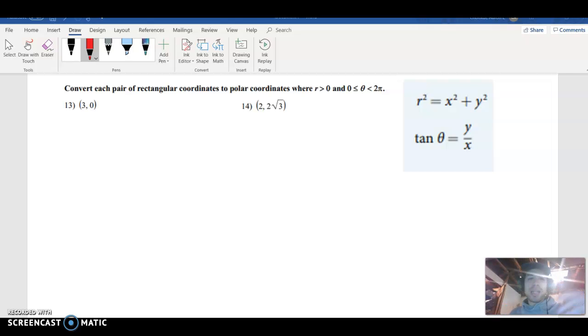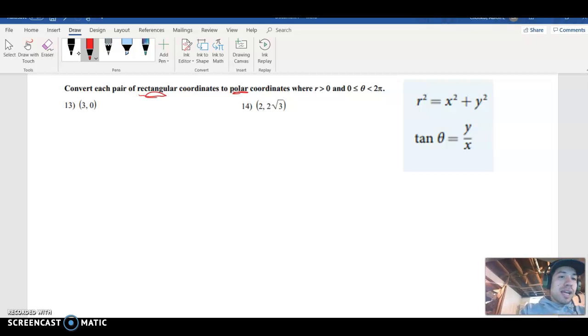All right, ladies and gentlemen, the last video we're going to be looking at for polar equations, at least for the intro, is converting rectangular coordinates to polar coordinates. Now, I would strongly advise that you watch all the other videos prior to this, just because they follow a natural order. It's going to make it much easier for us. So remember, we're starting with rectangular and we're going to polar.